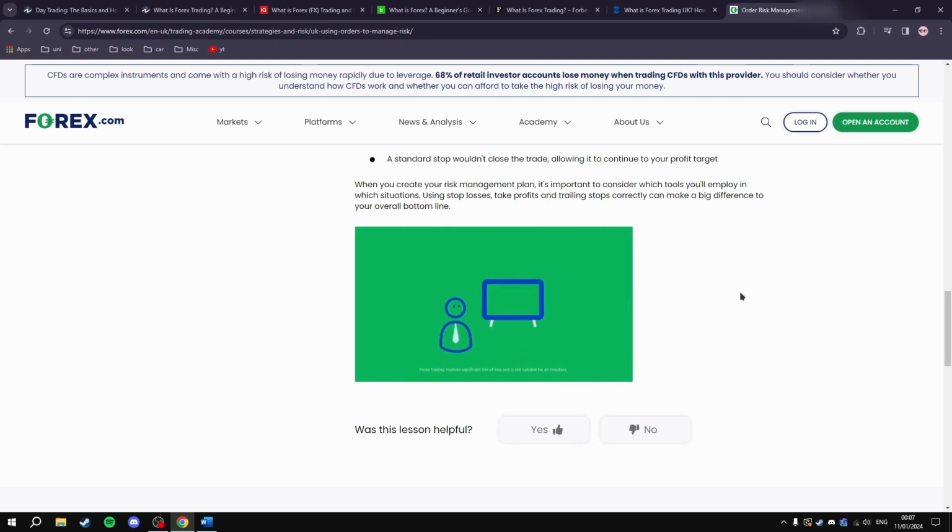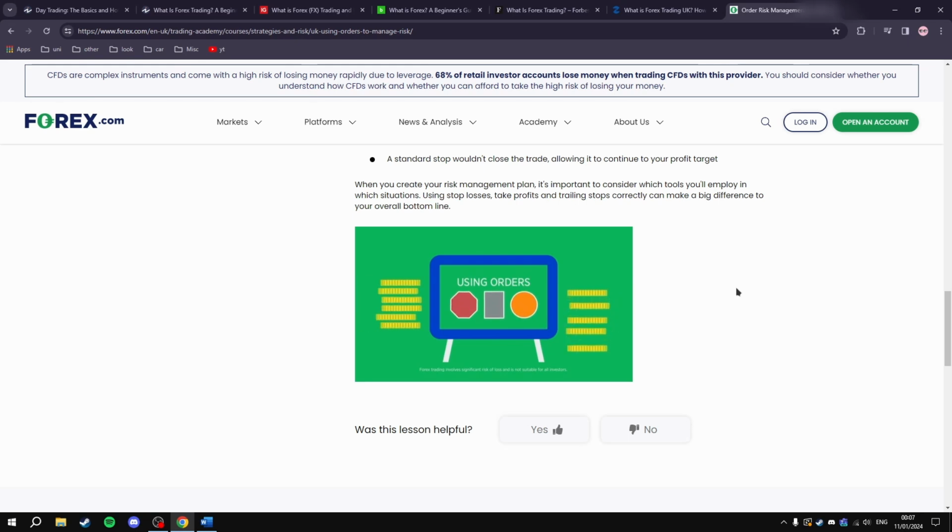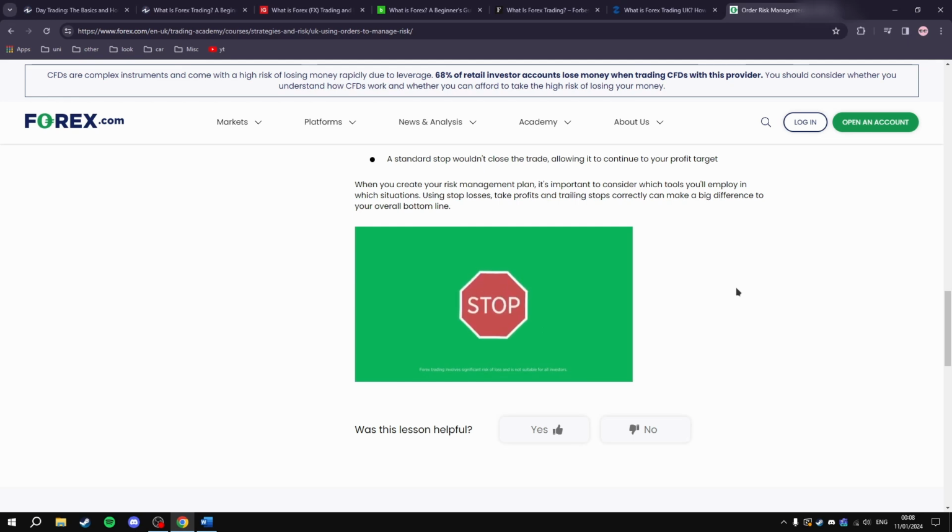An important lesson to learn in trading is how to manage risk. Using orders can help ensure your balance remains liquid and you don't lose more than you can afford. Let's start with the most basic, stop orders. Stop orders are the point where you make the conscious decision to cut your losses.